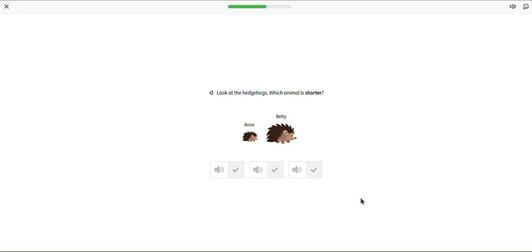Look at the hedgehogs. Which animal is shorter? Shorter. Anna is the shorter one. Anna is shorter than Betty. Betty is shorter than Anna. Anna and Betty are the same height. The first one.